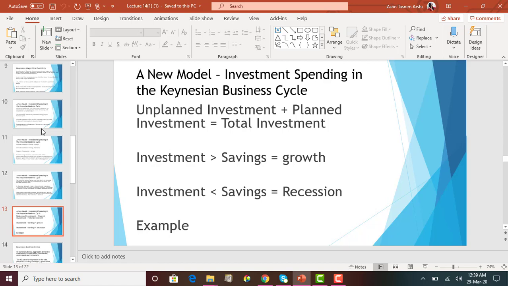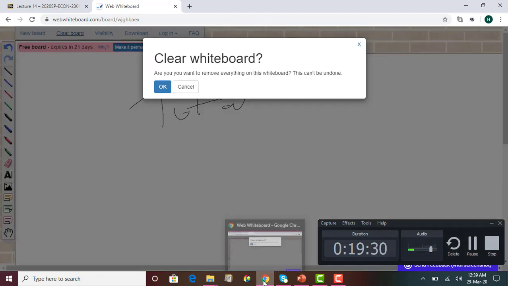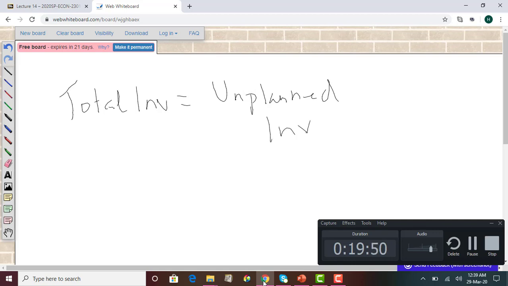So if you look at the formula, total investment in the economy is given by unplanned investment plus planned investments. So let me take out this board and show you guys. So total investment, well, it looks like it's not that clear. Let me use this pen. So total investment equals unplanned investment plus planned investment.